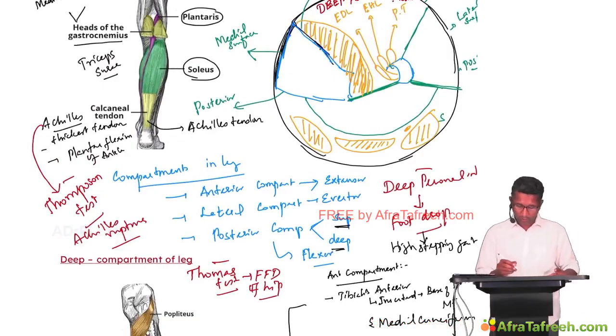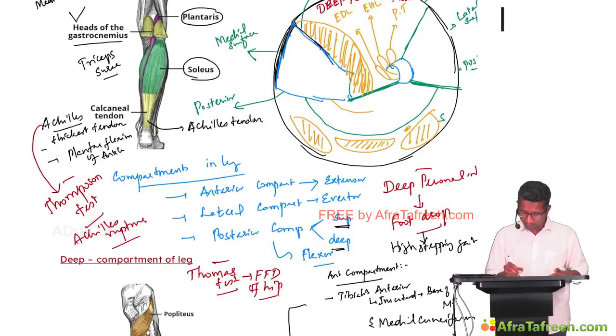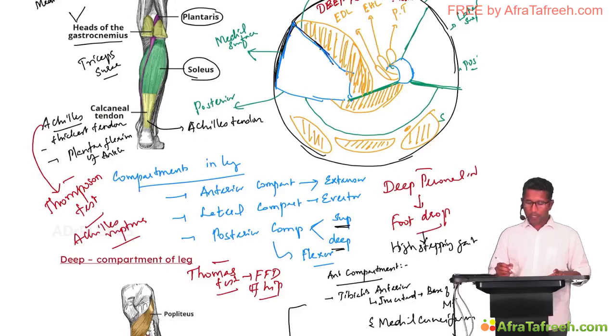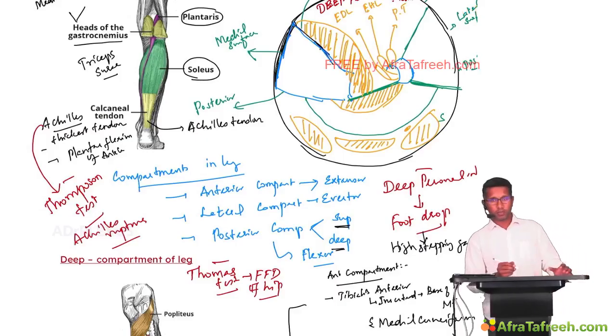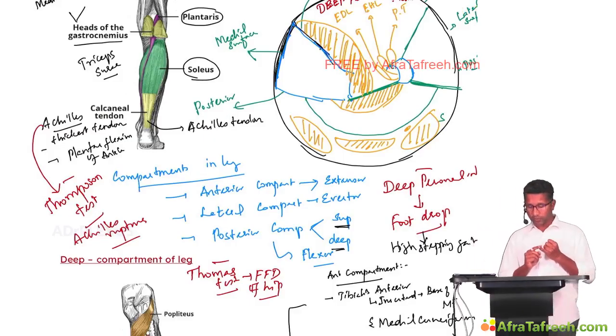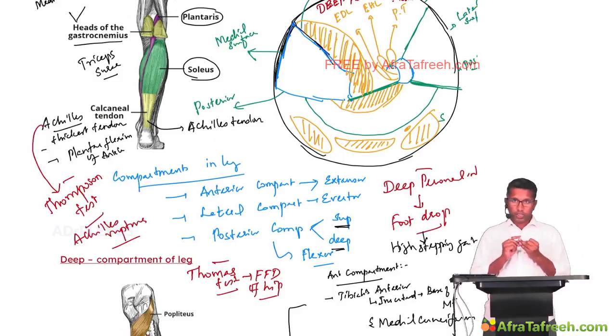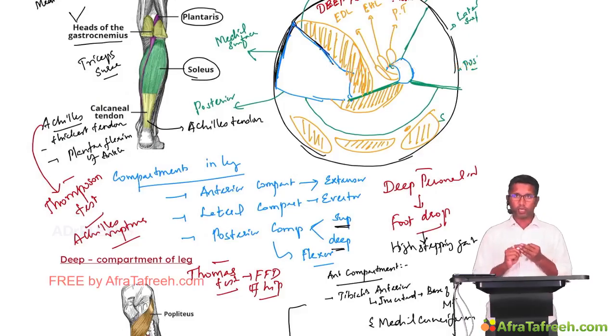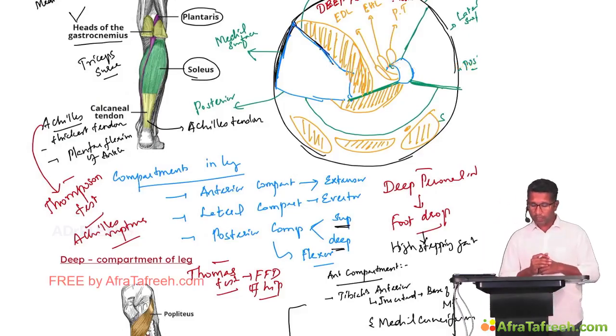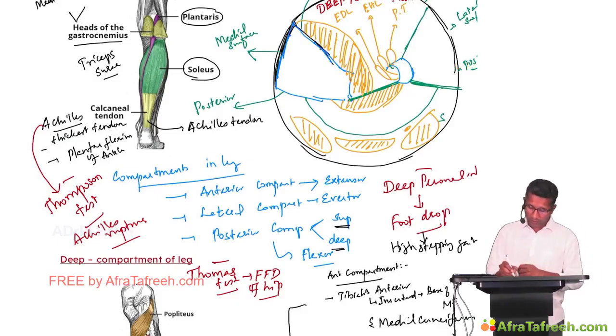If you see here, okay, so there is a muscle which takes origin from the posterior surface of tibia, interosseous membrane, and from the posterior part of the fibula also. So this muscle is a wide muscle which takes origin from both the bones and also from the interosseous membrane. This muscle is called as tibialis posterior muscle. So what is this muscle, guys? This muscle is called as tibialis posterior muscle.